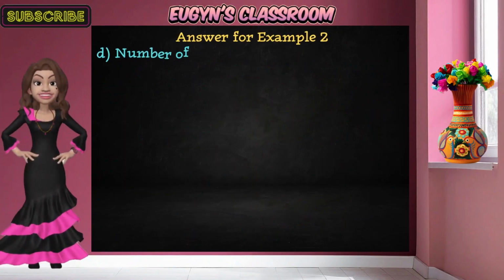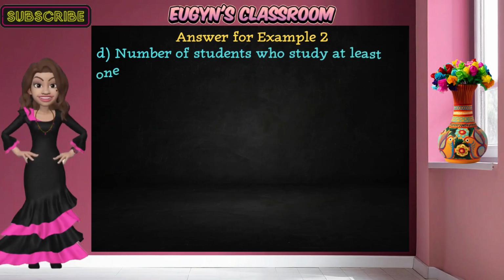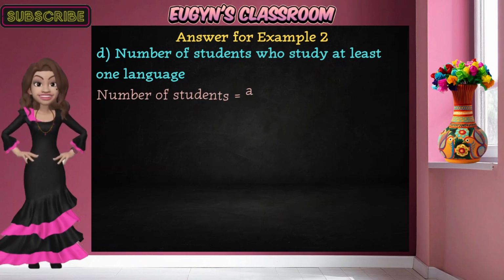In part D, we're supposed to get the number of students who study at least 1 language. At least 1 means either 1 language only, or 2 languages only, or all the 3 languages. In that case, we just need to exclude the value for H. H represents those who do not study any of the 3 languages.